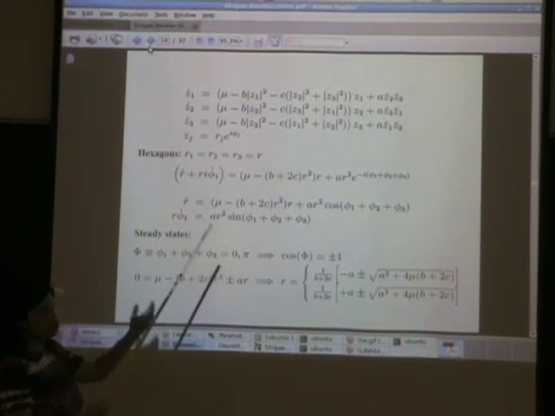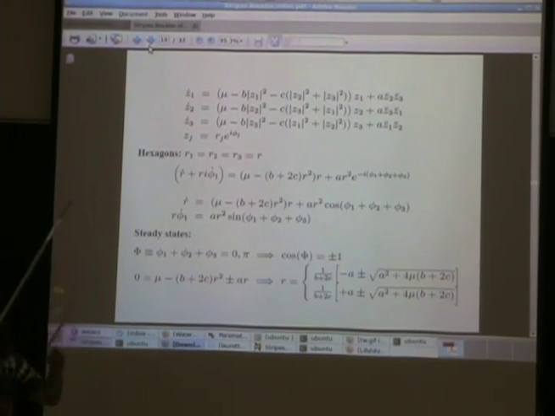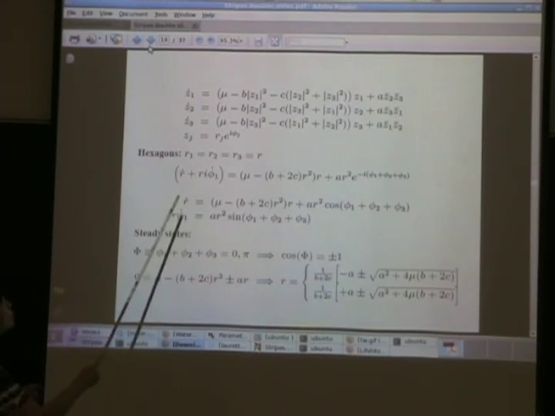Now we can do some algebra that I'm going to go through fast. I don't really expect you to follow this. It's in the notes, although perhaps not in the best order.